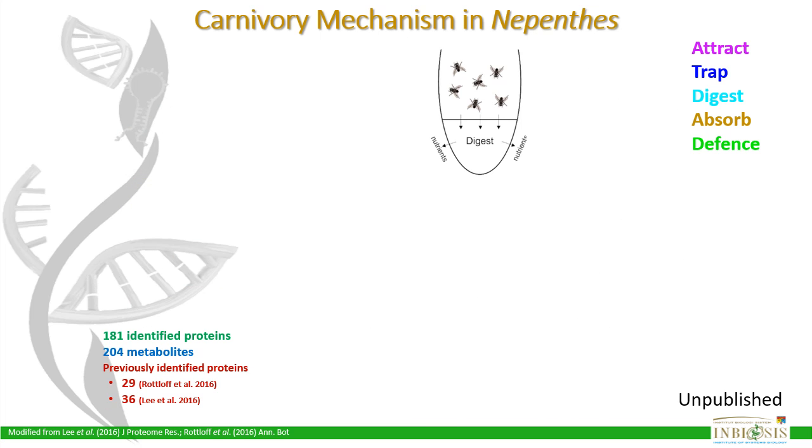Summary, and these are our findings on the carnivory mechanism. So basically, when the fly, the prey, drops inside the digestive fluid, to attract the fly, we have compounds like terpene, alkaloid, flavonoid, some of which are volatile aromatic chemicals. Also the pigment on the colorful pitcher, and the nectar will attract the prey.